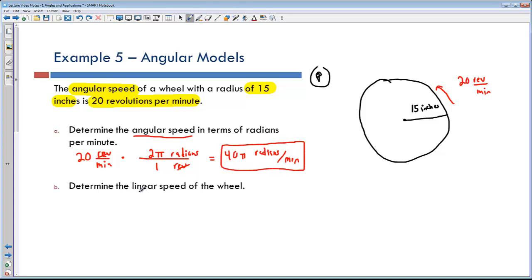And then, of course, you want to determine the linear speed of the wheel. So if the wheel is turning and you set it on the ground, it's going to start taking off. In this case, it'll take off in this direction. How fast will it go in that direction? So to find the linear speed, the idea is you take the angular speed and turn it into it. And it's really not that hard to do if you think about it. So you have 40 pi radians per minute.